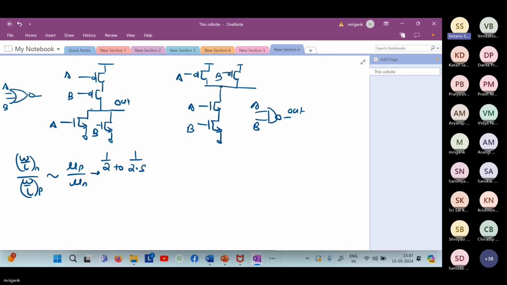Yes, sir, because to keep the trip point at exactly VDD by 2, we are equating the saturation currents, keeping IDSP equal to IDSN. And to keep the rise time and fall time the same, we must keep the turn on resistance of the PMOS side equal to the turn on resistance of the NMOS side. The turn on resistance has approximately a value of 3 VDD by 4 IDSAT. So to equate them, we also need to equate the saturation currents in both cases. That's equivalent to keeping the trip point at VDD by 2.